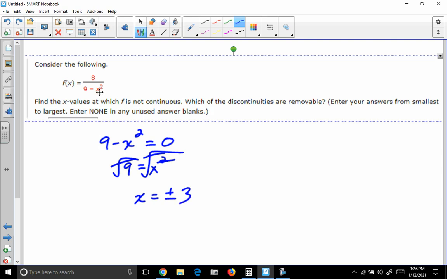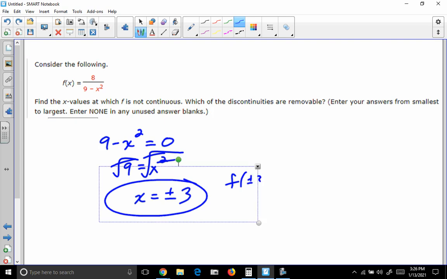So when x is 3, 3 squared is 9, we would get 0 on bottom. When x is -3, -3 squared is 9, 9 minus 9 is 0. So both of these make our function have a 0 on bottom and make it undefined. So these are both discontinuities. These are both places where we are not continuous.